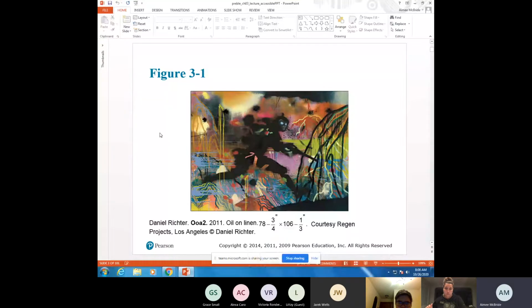Does anyone know what a stencil is? Yeah, it lets you outline or trace something. So what he did is he made a stencil of a guy and then he used the airbrush oil to fill in that stencil, which is how he got these defined lines and shapes.